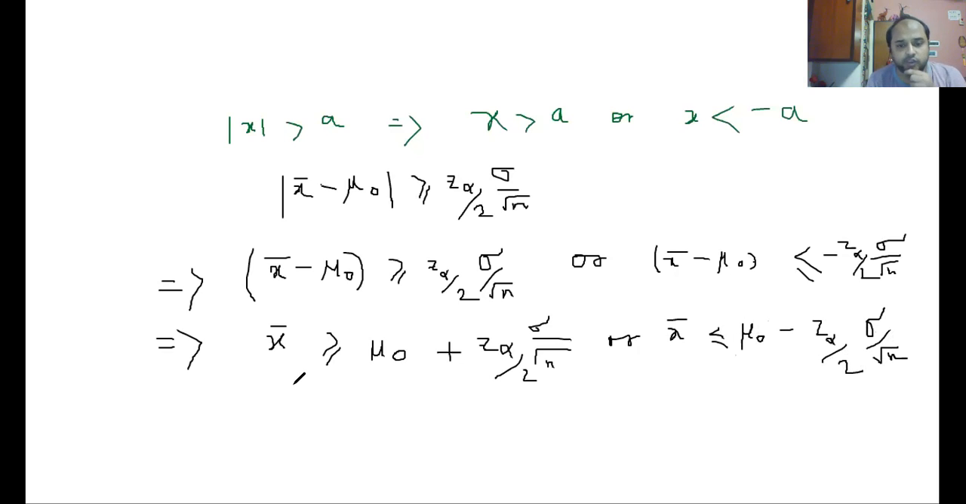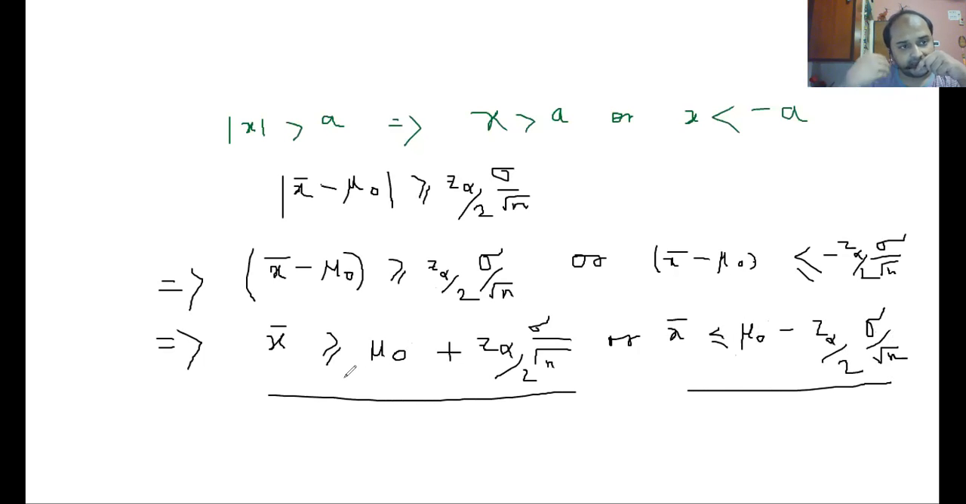What does it mean actually? What have I found? I have found two things. One is a quantity mu0 plus z alpha by 2 sigma by root n, where x bar is equal to or exceeding this quantity, or x bar is lesser than the quantity mu0 minus z alpha by 2 sigma by root n. We are actually trying to find the rejection region.